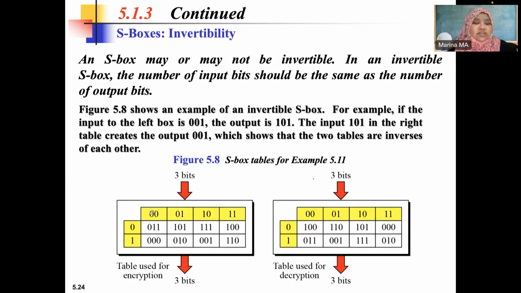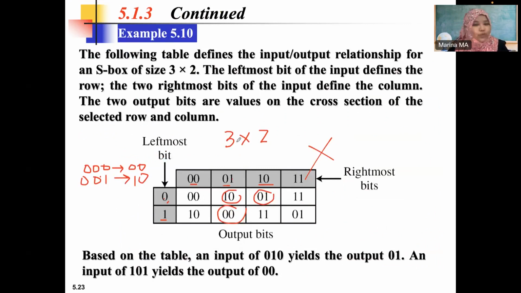Okay, look, 0, 0 becomes 0, 0, 1. So when you do the decryption table, I give you an example, 0, 0, 0 becomes 0, 1, 1. So you can invert it the other way around. 0, 1, 1 becomes 0, 0, 0 when you invert, right? But a 3 by 2, you cannot do that because this is input, this is main text, this is ciphertext.